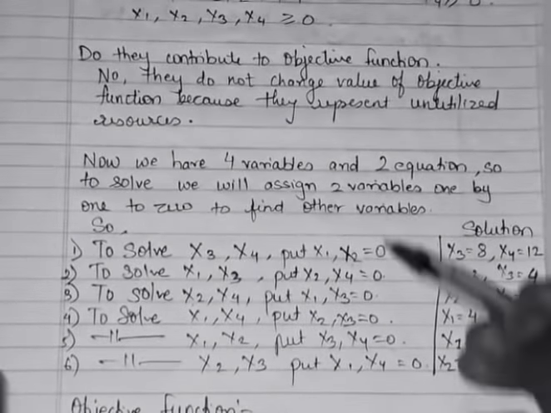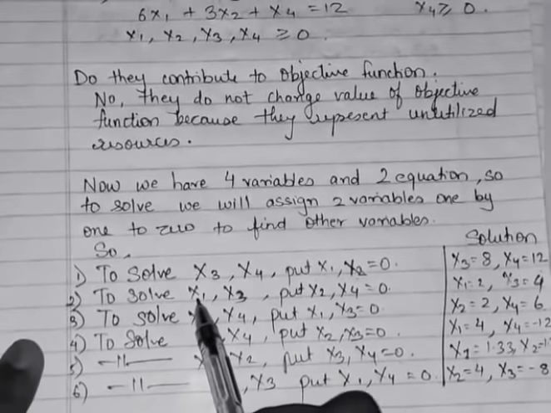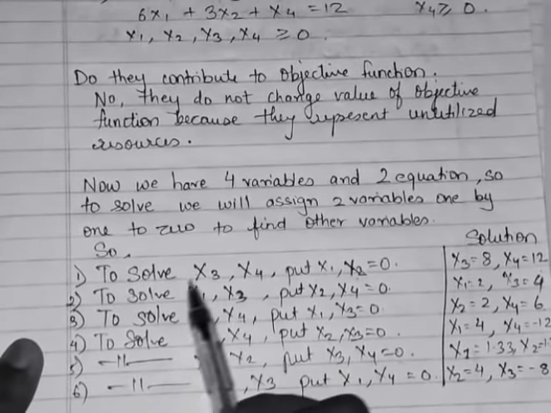So see, put x1 and x2 as 0. So x1 and x2 are 0, 0. x3 is 8, and x4 will be 12. So x3 is 8, x4 is 12. I got this. Now second, I have to solve for x1 and x3, right? By putting x2 and x4 as 0. So with x2 and x4 as 0, I'll get x1 as 3, sorry, 6 and 12, so 2, right?